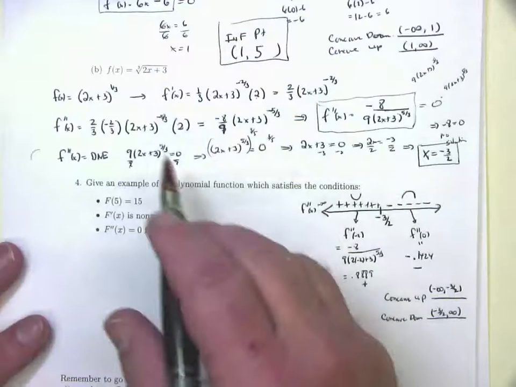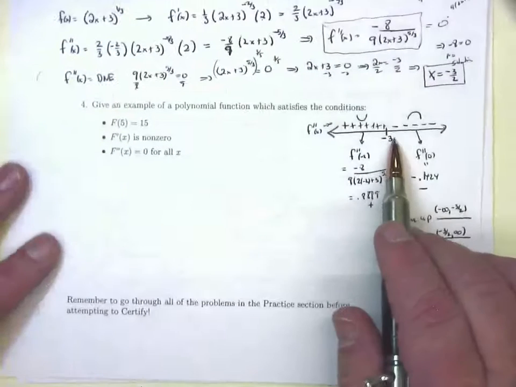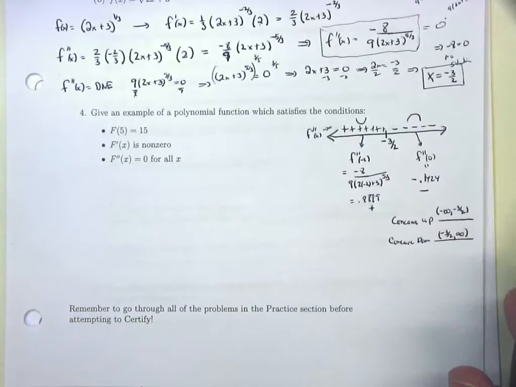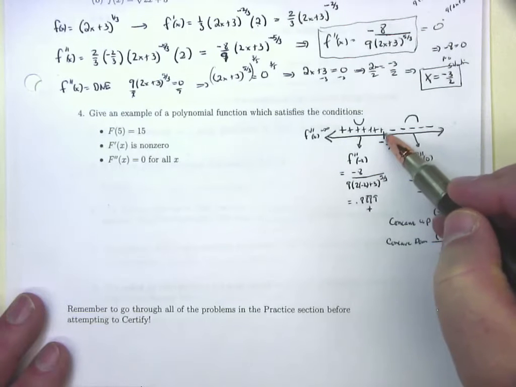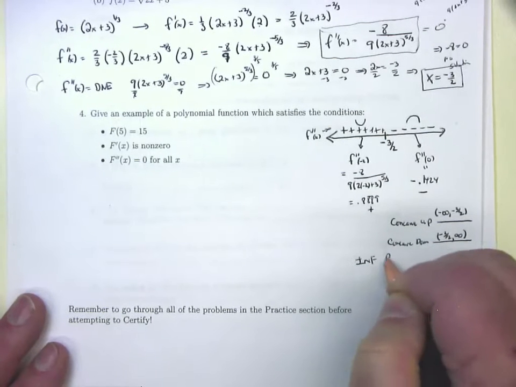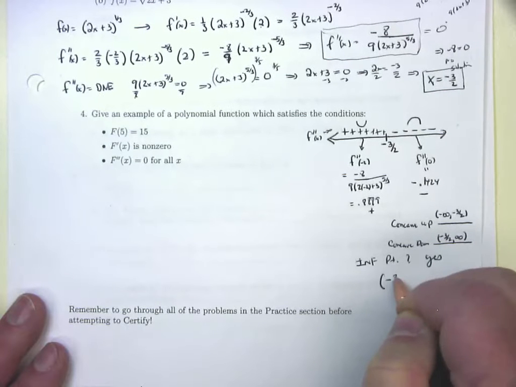One other last thing, because they ask lots of problems on this one. They ask you also: locate all points of inflection. Is this critical value actually an inflection point? Yes or no? Is this an inflection point? Why? Very good. You changed sign. You went from concave up to concave down. You changed concavity. That's what makes inflection points. So, inflection point? Yes. The x-coordinate is negative 3/2.